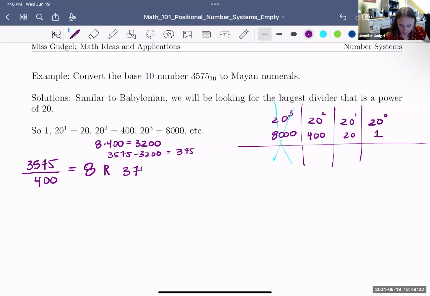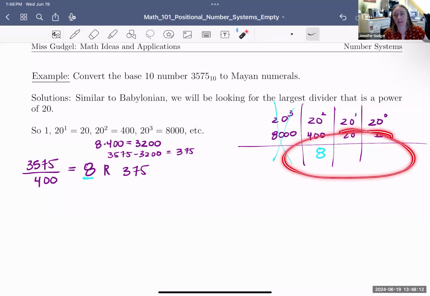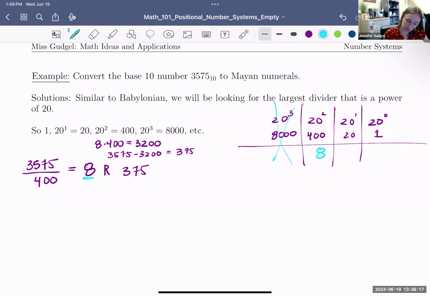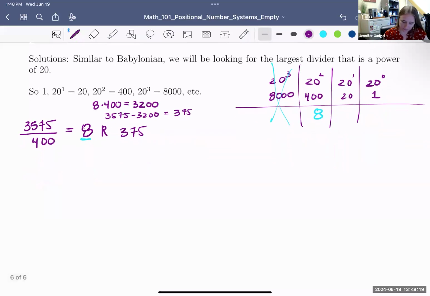That's the remainder here. I'm going to take a moment to note that we were able to pull out 8 groups of 400. Because this is what our picture is going to depend on at the very end, is actually the place values, the number of groups we were able to pull out of each of those place values. So 375 is the remainder now, and I want to pull out groups of 20. 375 divided by 20 is 18.75, so there's a remainder there.